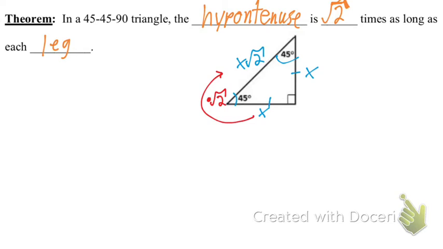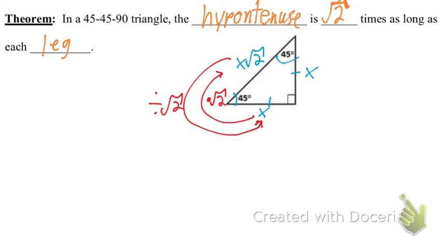Now, if I wanted to go back, let's say I was given the hypotenuse first, how would I go back? How would I undo that? What do we think? Divide by the square root of 2. So if you're given the leg, could you find the hypotenuse? Yes. If you're given the hypotenuse, can you find the leg? Yes.